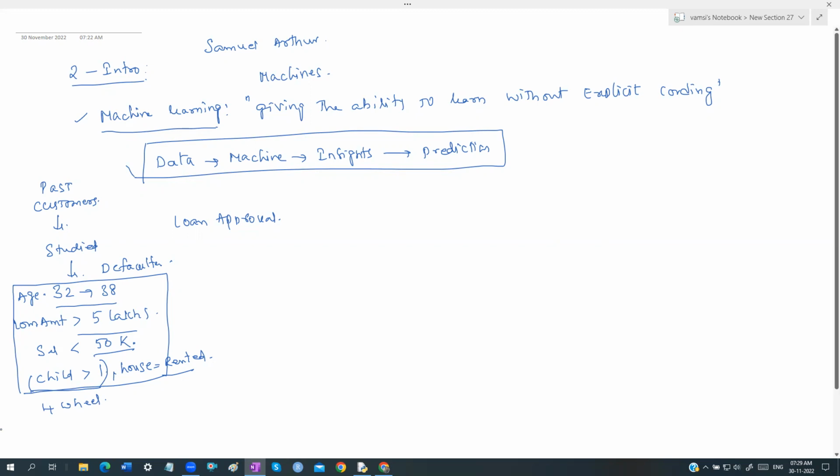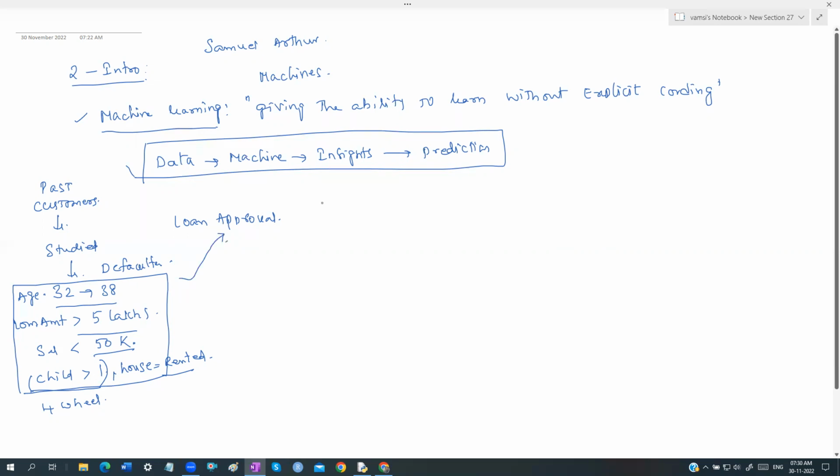So whether he will be in a position to repay that particular EMI or not, something like that is going to decide it. The machine will give you this kind of insight. I'll show you today the insights it gives. Based on this, the loan approval will be decided.